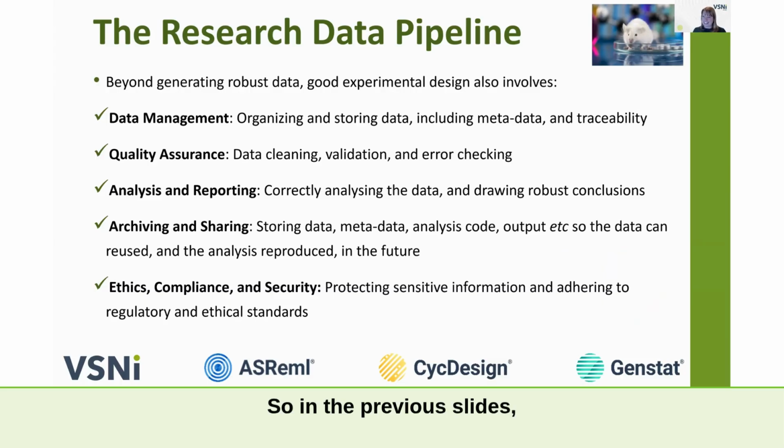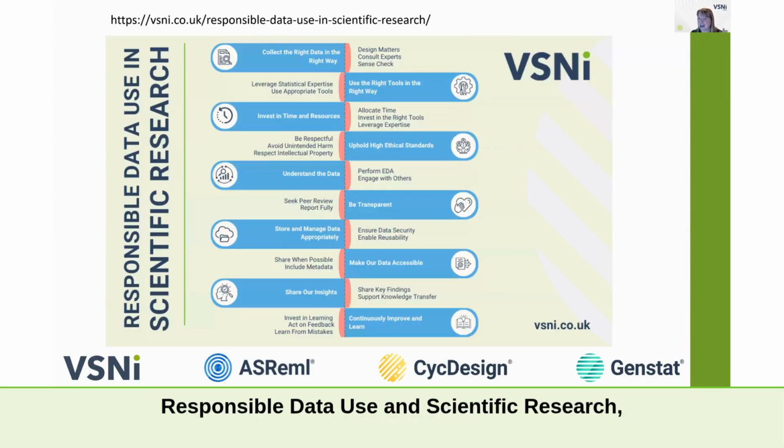So in the previous slides, I've touched upon how good experimental design goes beyond just generating high quality relevant data. It also actually considers the entire research data pipeline. This includes data management and quality assurance, analysis and reporting, of course, data archiving and sharing, and matters related to ethics and data security. Now, I delve a little deeper into this topic in one of my blogs, Responsible Data Use in Scientific Research, which you can find on the VSNi website.